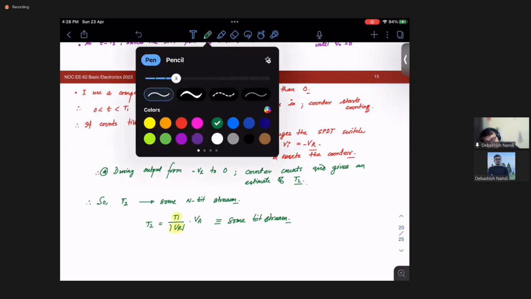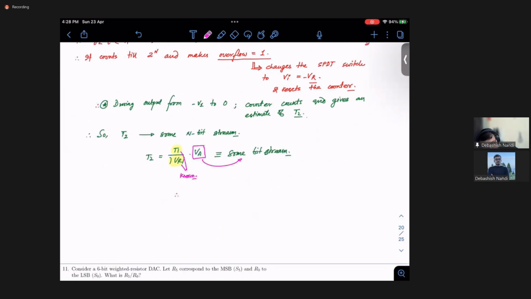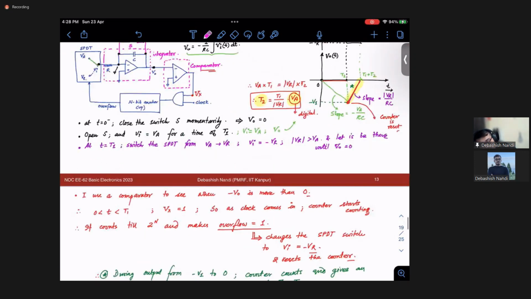so can I say that my VA has been converted to some bit stream? These are known. Okay. So in this way, your VA has been converted to some digital bit stream. Okay. This is how this ADC works. Why is it called dual slope? Because this slope and this slope are not the same. This slope is much steeper. So this is why it is called a dual slope ADC.